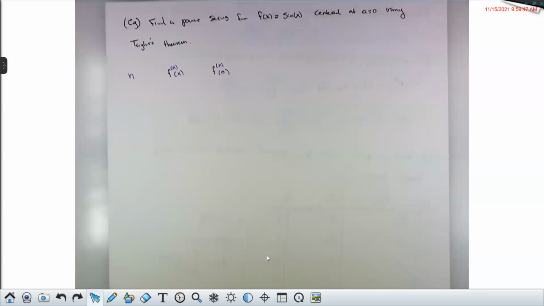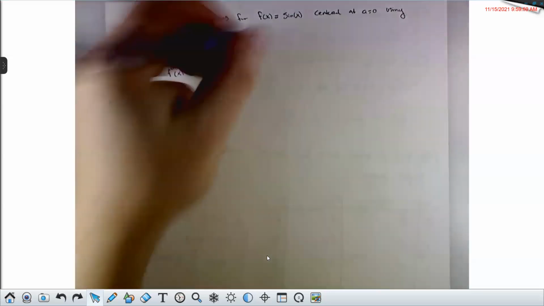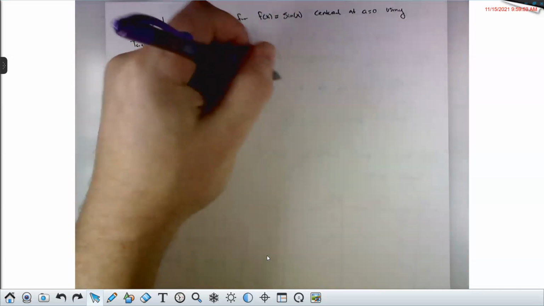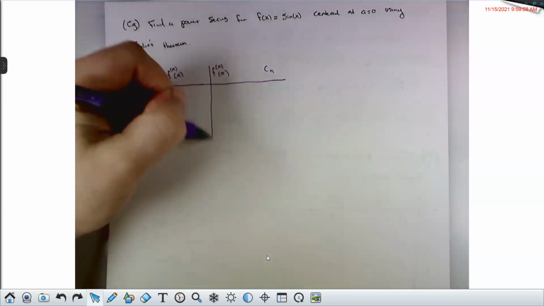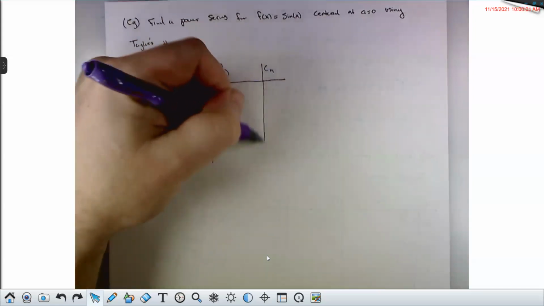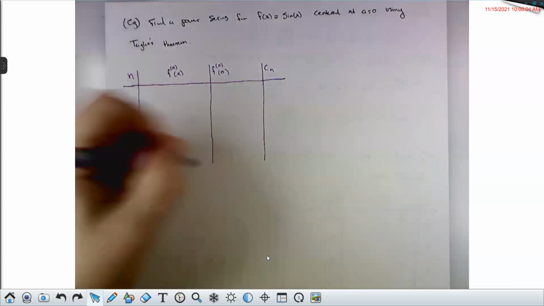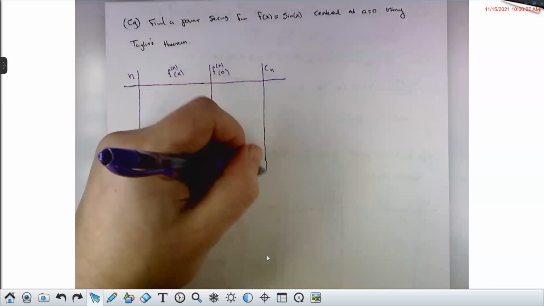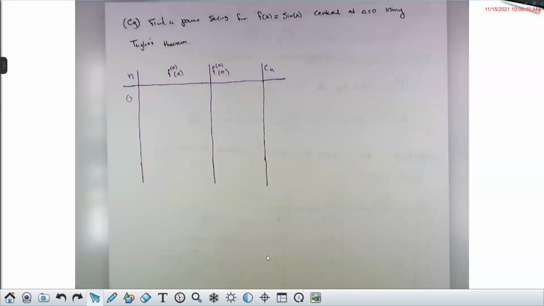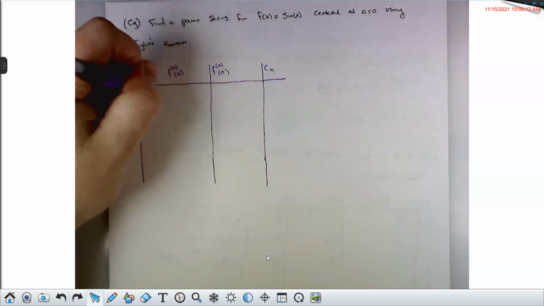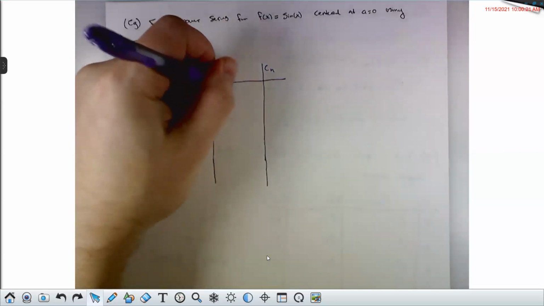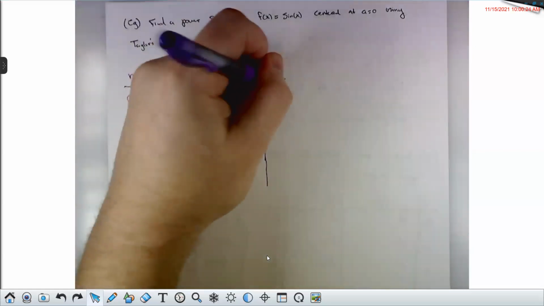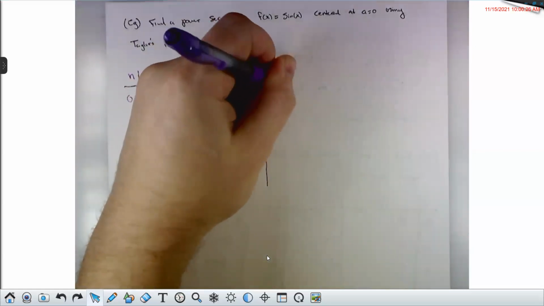This third column is always Fn of the center, and I'm working with the center 0. The pattern here is pretty nice, but it's not quite as obvious. So if n is 0, I differentiate 0 times. I just have sine of x. Plugging in 0 for x is sine of 0, which is 0. So C0 would be 0 over 0 factorial, and that's 0.